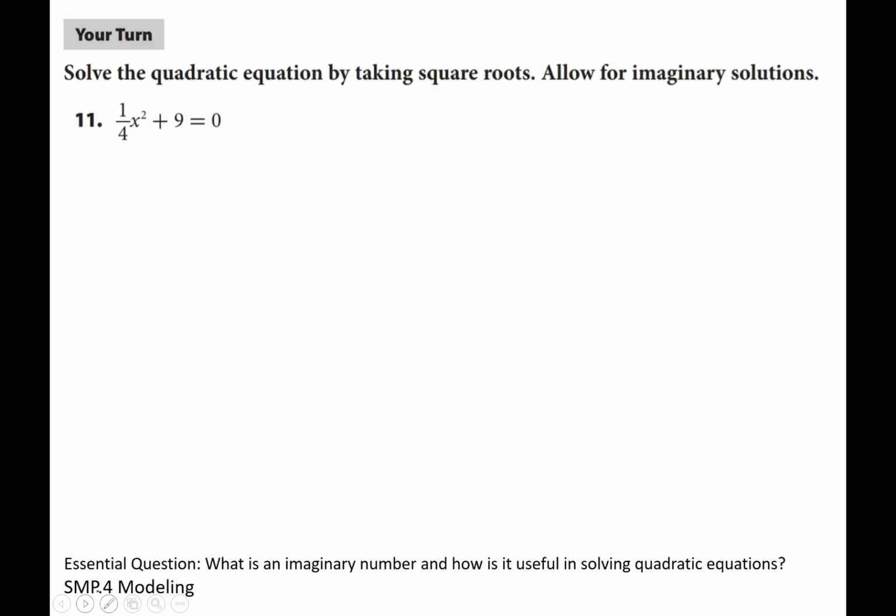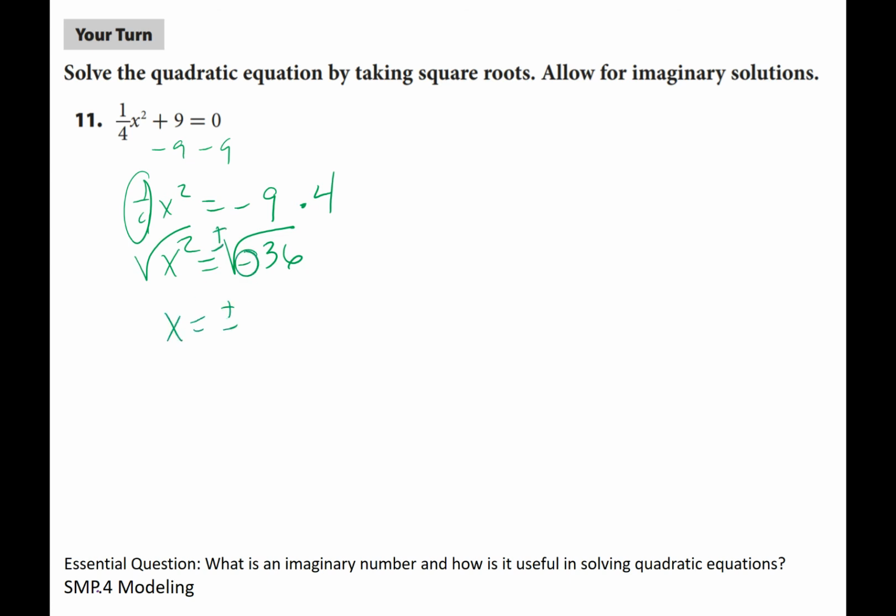All right, so you got it. We're going to try it again together a couple more times. Solve the quadratic equation by taking square roots to allow for imaginary solutions. I'm going to start by subtracting 9, so I've got 1/4 x squared equals negative 9. I multiply by the reciprocal, which is just 4, so you've got x squared equals negative 36. We undo the square by taking the square root with a plus or minus in front. We see that negative on the inside, we pluck our eyes out, and the square root of 36 is 6. I probably should have just written it like this to begin with: plus or minus 6i.